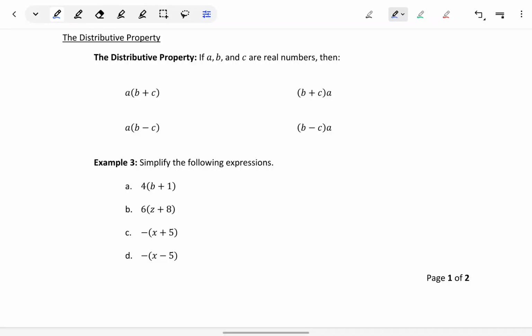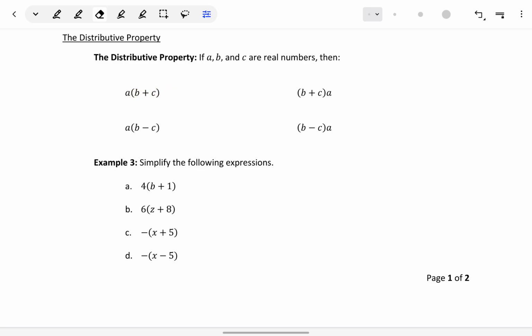When we talked about the order of operations, we established a procedure for how we complete arithmetic problems. If we look at something like A times the quantity B plus C, using the order of operations, we would first have to figure out what B plus C is because that's inside a set of parentheses. We would evaluate that and then multiply that result by A.